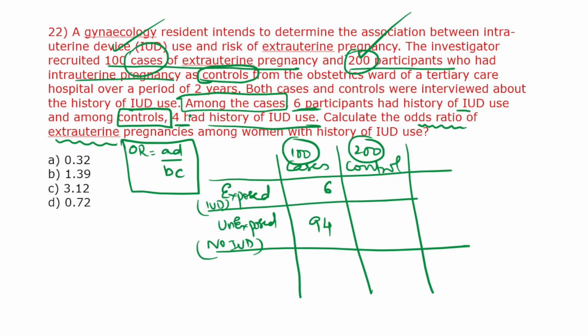Out of those controls, how many were exposed? 4 had a history, so you have taken 4. 4 are exposed to IUD. How many are unexposed to IUD? 196. So 94 plus 6 is equal to 100, and 196 plus 4 is equal to 200. Now we have got the numbers.